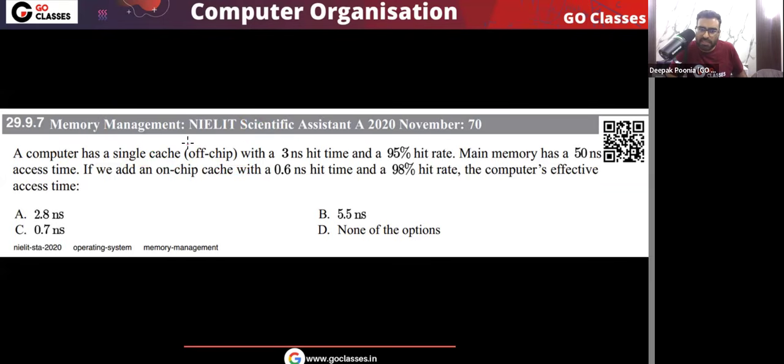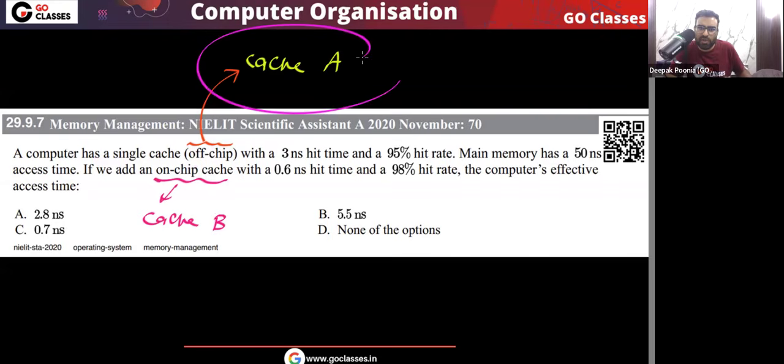So this off chip cache, for a moment let me call it cache A. Now we are adding an on chip cache. Let me call it cache B. Just tell me a simple point. Initially we have only one cache memory, that is cache A, and that is off chip, meaning it is not on the processor chip. Now we are adding a new cache memory that is on chip, on the processor chip.